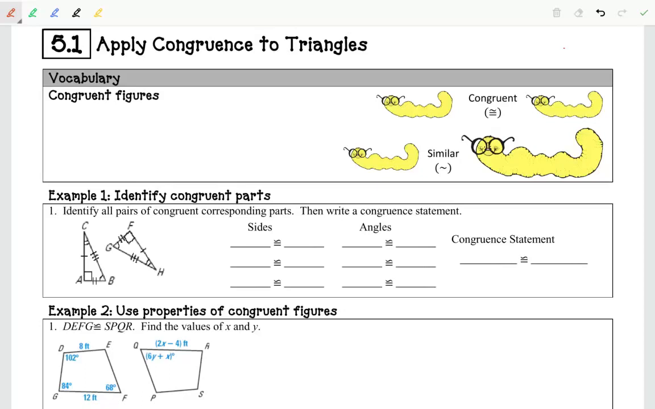Okay, today we're going to be talking about congruent triangles. And if you remember back to when we were talking about vocabulary terms earlier on in the year, we said that congruence is when two things are exactly alike. They are equal in all ways, which means congruent figures have the exact same size and shape.